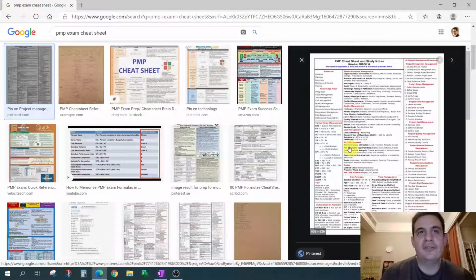What does earned value mean? What does actual cost mean, right? What does your plan versus your actual, what does your variance mean, right? What does all that stuff mean?